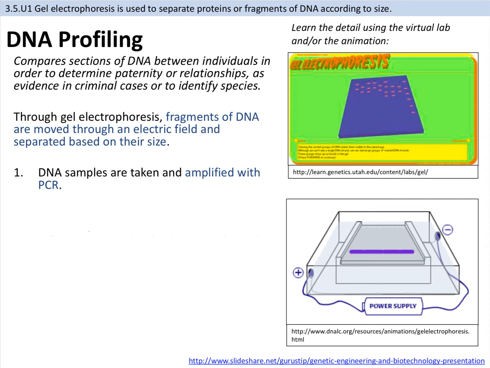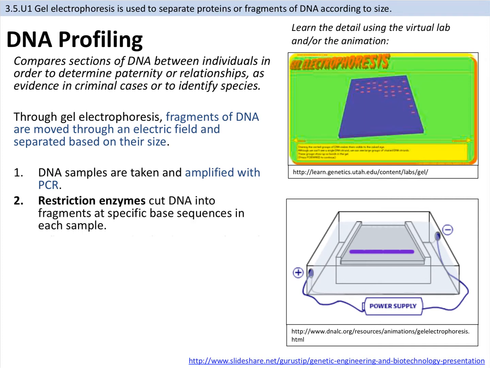So the first thing we have to do, if we're going to do gel electrophoresis and profiling, is we're going to have to do PCR, right? Because we're probably not going to have many copies of the DNA, and we need millions of copies of the DNA in order to make sure we get solid results. Plus, the more copies of the DNA that we have, the darker the bands are going to appear in the gel, which makes it easier for comparison. So we're going to do PCR to amplify the DNA.